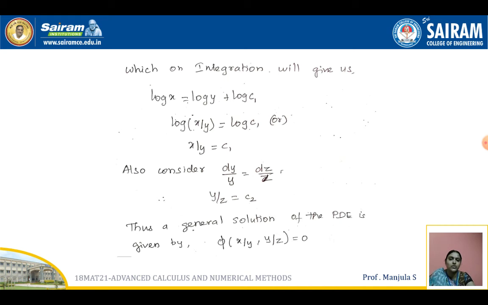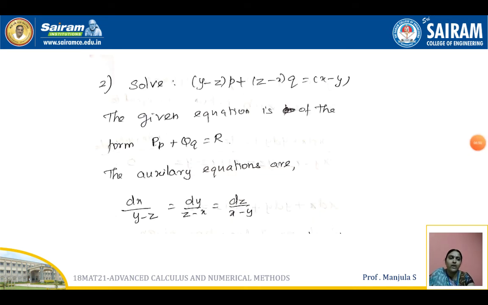Now u equals c1 and v equals c2. U and v we have to substitute in the form phi of u comma v. So u and v represent x by y, y by z. Thus a general solution of the partial differential equation is given by phi of x by y comma y by z equals 0. This is our required solution.